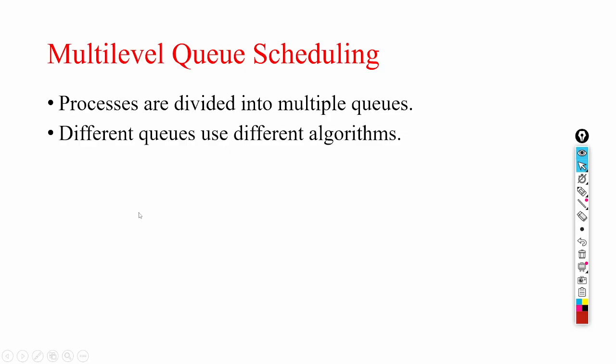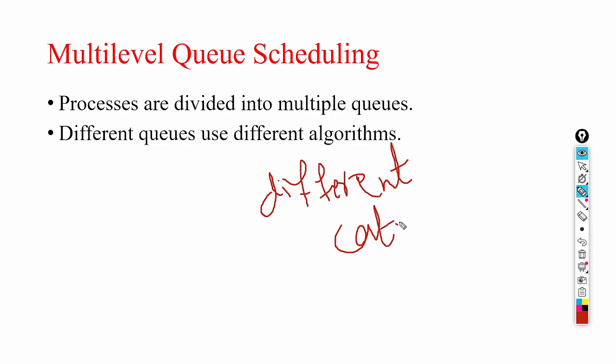The next scheduling algorithm is multi-level queue scheduling. What is multi-level in a large system? We are connecting with large systems only, right? In a large system, the processes are grouped into different categories. Each and every process is grouped into a different category.